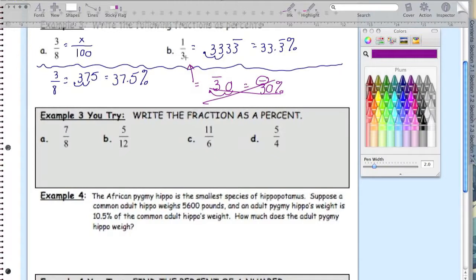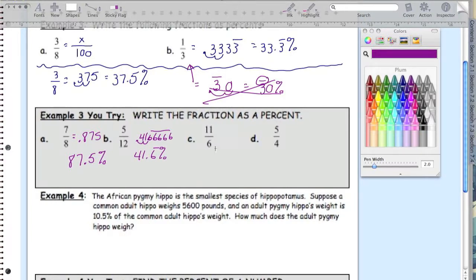My recommendation, if you have a repeating decimal, write it out a couple of times, as I did here. Then go ahead and actually move it to turn it into a percent. Okay, so let's try these next ones. 7 over 8 is actually the decimal, 0.875. 2 places to the right, 87.5%. 5 divided by 12 is actually the decimal, 0.41, and then 6, repeating. Okay, so this is 2 places to the right, 41.6 repeating percent.